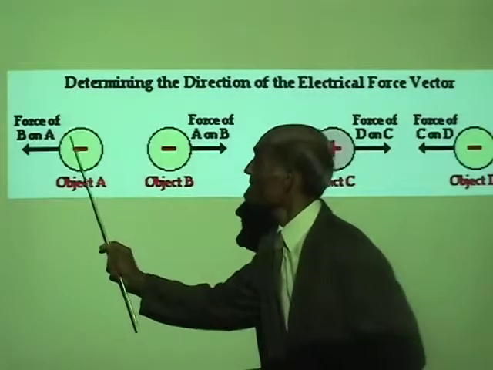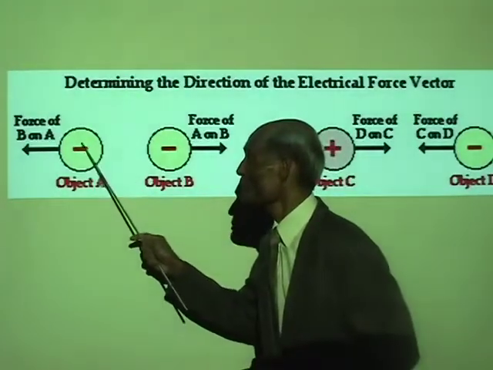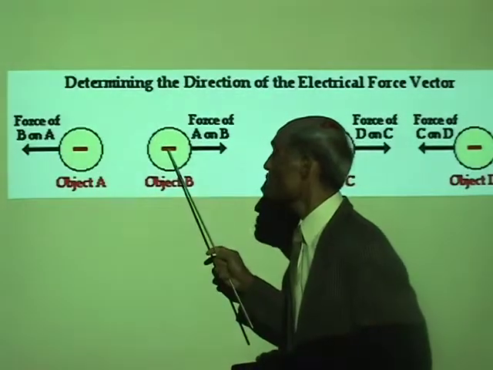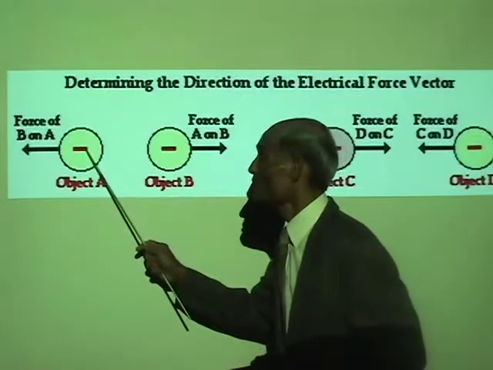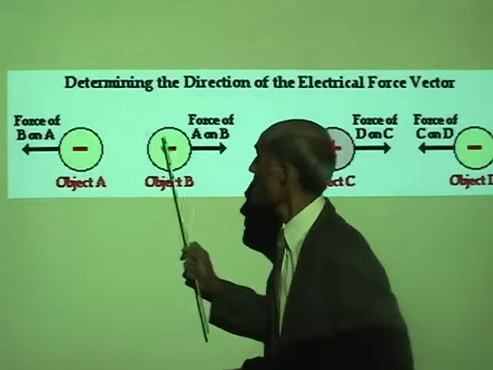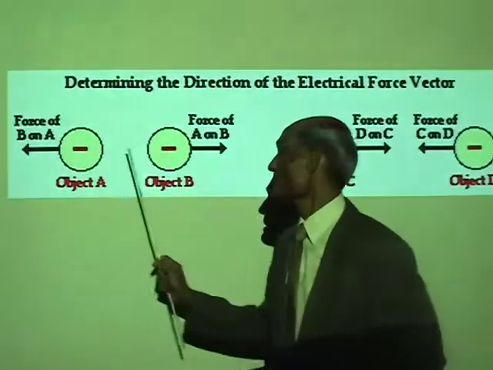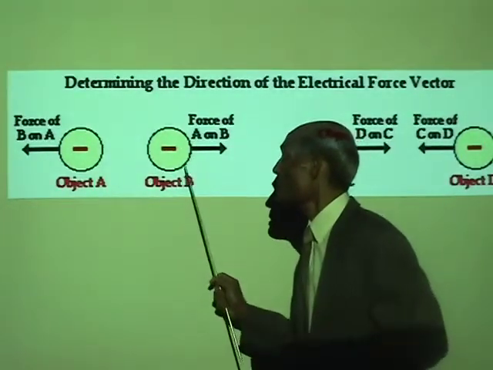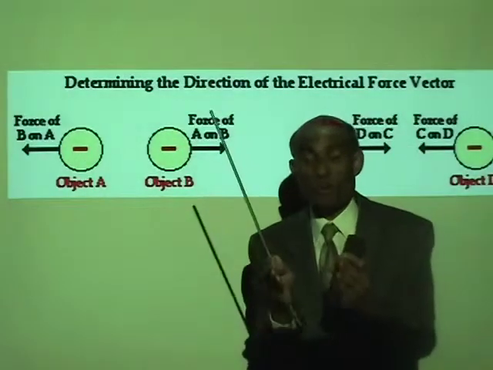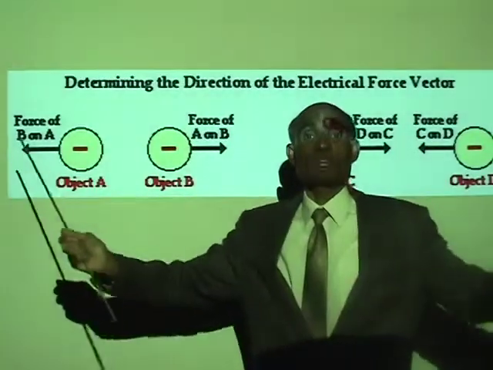Well, if a negative charge is separated by a negative charge, look at this. What is the direction of force on this charge on the left by the charge on the right? It is directed away from it. Is that right? The force on charge A by charge B is directed away from charge B. In the same way, the force on charge B by charge A is directed away from it. So the forces between two like charges are directed away from each other.